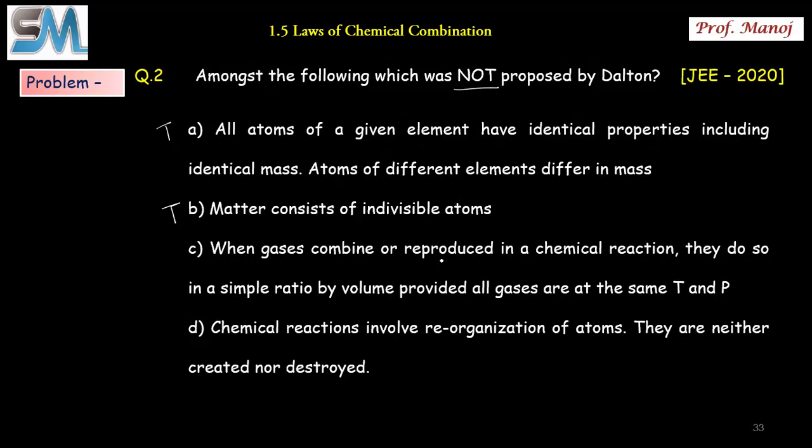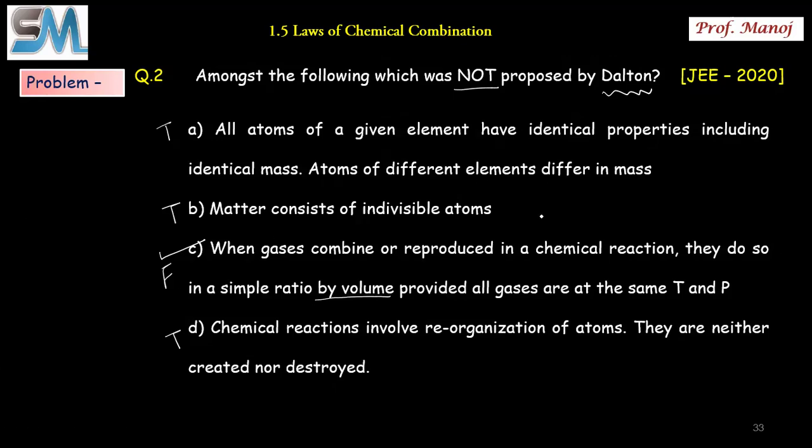When gases combine or are produced in a gaseous chemical reaction, they do so in a simple ratio by volume, provided at the same temperature and pressure. Remember, Dalton doesn't talk about volume at all. So this must be the answer, but just reconfirm it with this statement. Chemical reactions involve reorganization. Atoms are neither created nor destroyed. This is true. So basically, both the questions were asked in the same manner, but by giving different statements.